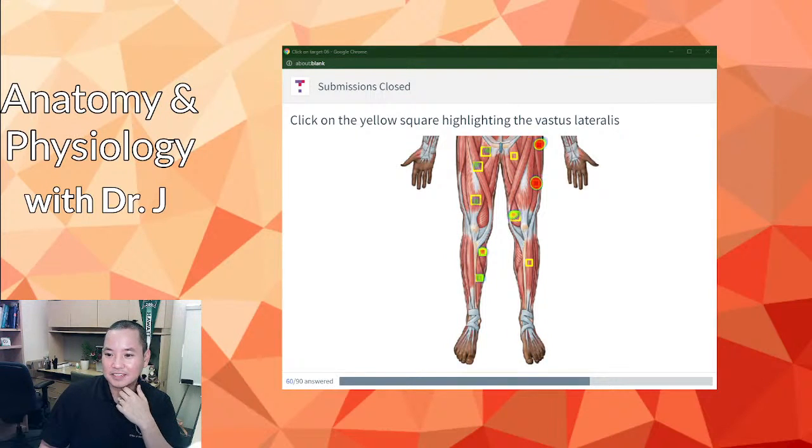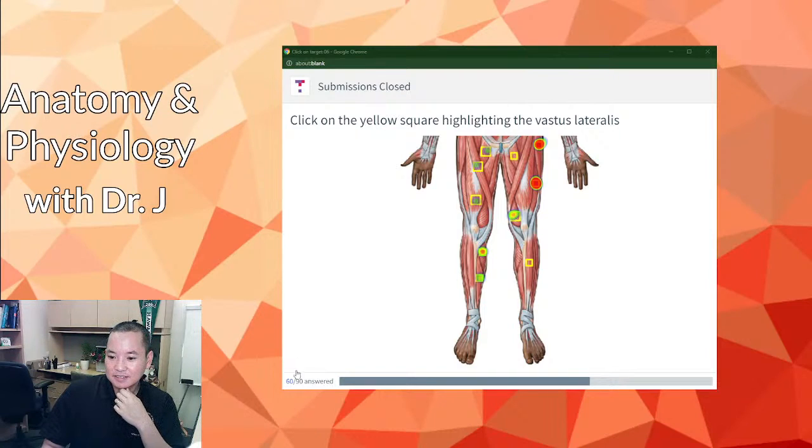So where did people click? Most of you clicked toward the lateral side, so you're in the same general direction, but this is something called the tensor fascia latae. The vastus lateralis is part of this group of four muscles called the quadriceps. They're all anterior thigh muscles, and the vastus lateralis is the one that's more lateral toward the side. So this is what here. And this would be the vastus medialis, which is actually what these people clicked over here.